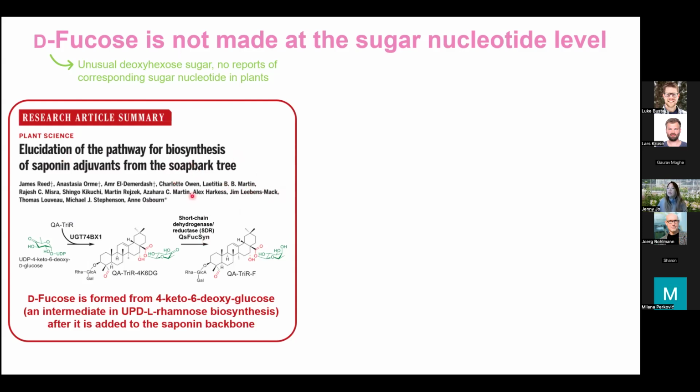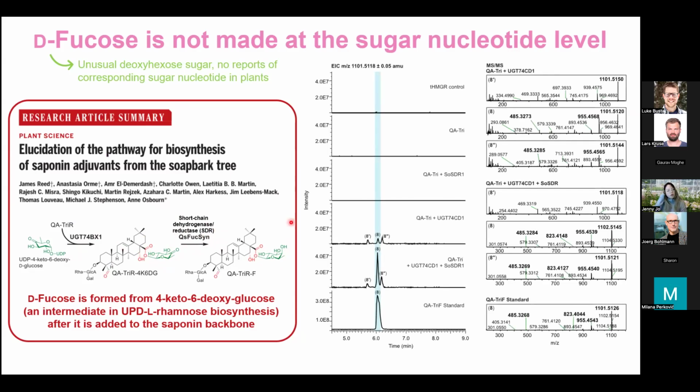What this paper from our group found is that D-fucose is actually formed from 4-keto-6-deoxyglucose, which is an intermediate of UDP-L-rhamnose biosynthesis. A UGT attaches the 4-keto-6-deoxyglucose to the saponin backbone, and then a short-chain dehydrogenase reductase, in this case in Chiara, called chiara-fuchsine, reduces the 4-keto-6-deoxyglucose to fucose.